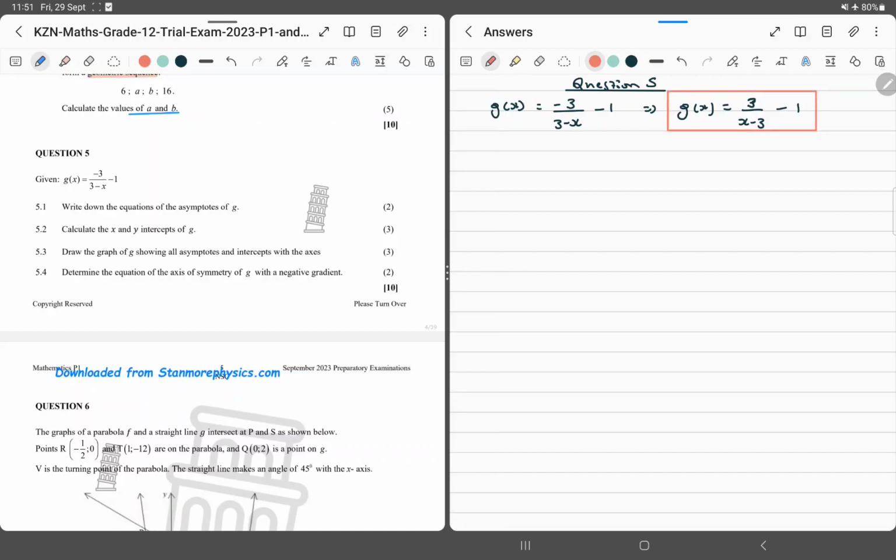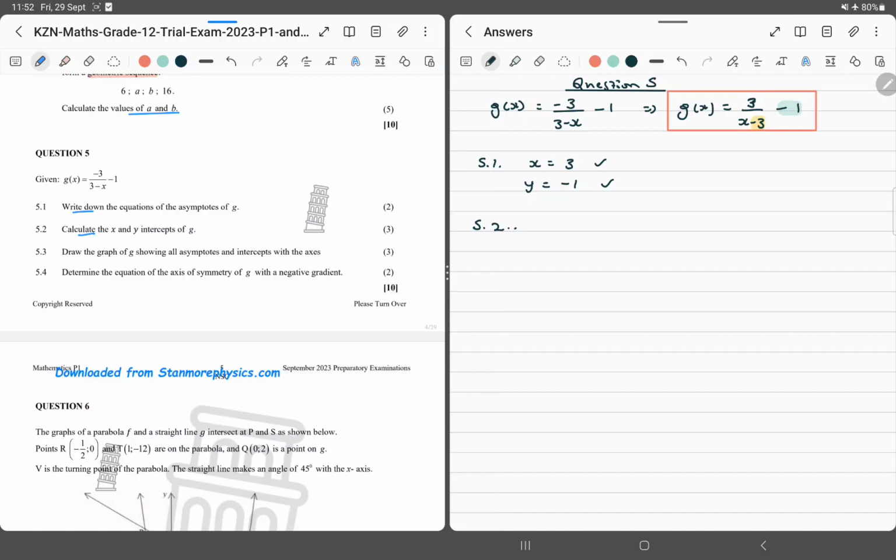So they wrote it in a way to confuse you. But that is the way. So when you see something unusual, put it in standard format, then you will be sorted. So let's go for it. 5.1. Write down the equations of the asymptotes of G. So we know that x is going to be equal to 3, y is going to be equal to minus 1. See, we take the opposite value of that number there, and we take that as it is. And that is it. So we get a mark for each.